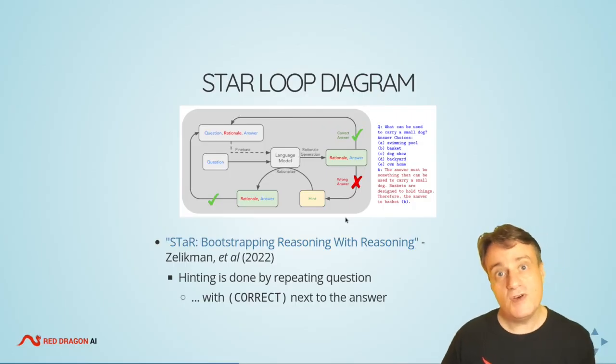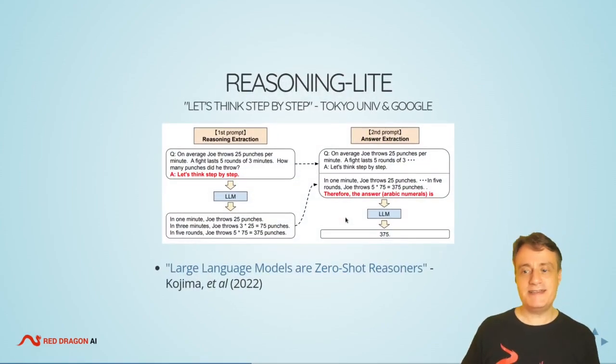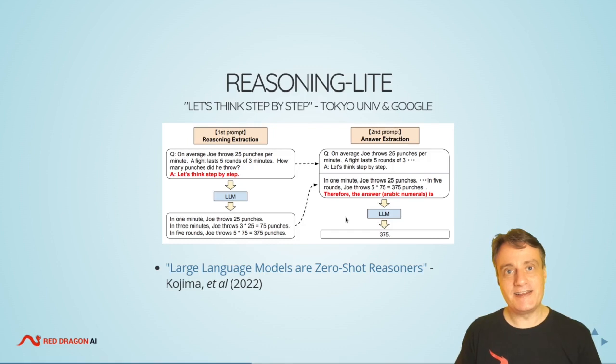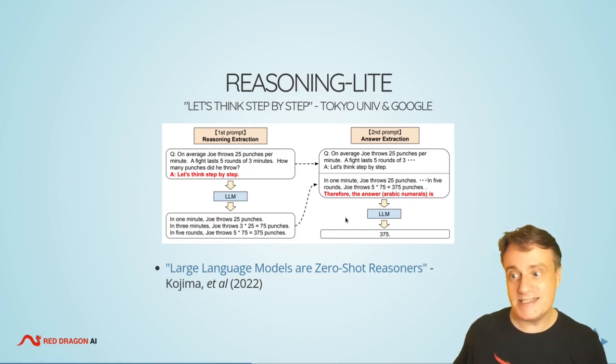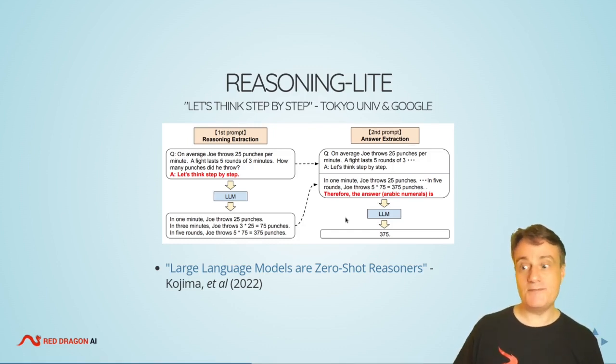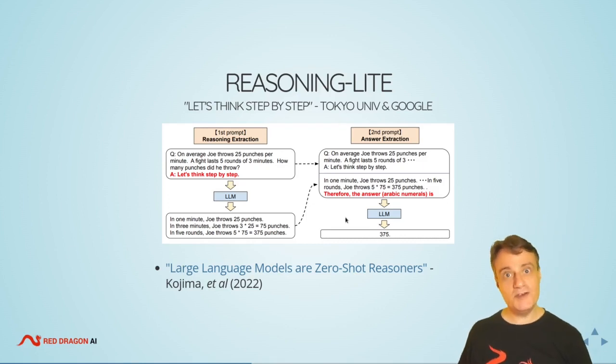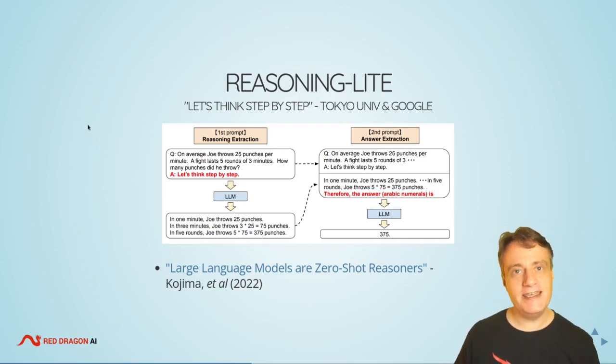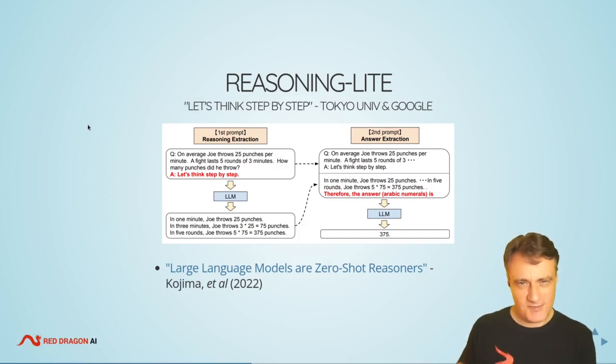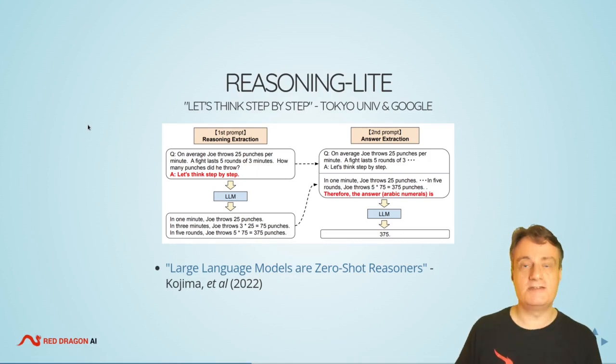Okay, so moving on from this algorithm, I guess one thing we need to talk about is a technique which came out a few months later called Let's Think Step by Step. This is from Tokyo University and Google. Basically, the idea here is instead of trying to force it to give us rationales by training it to give us rationales, why don't we just ask it for a rationale?